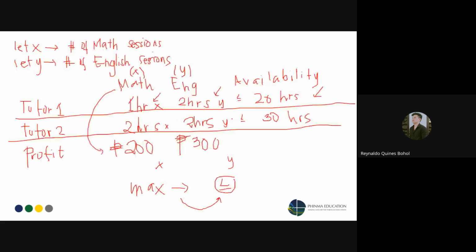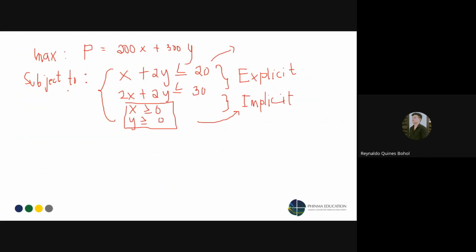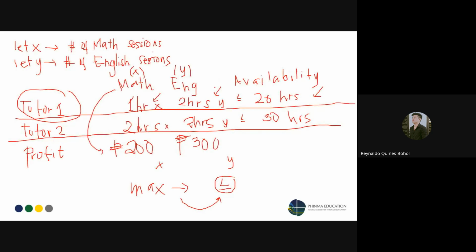Our first equation is the first one. The second equation that we have here is the second one, which is 2x plus 2y is less than or equal to 30. Diyan po yan galing. Okay?